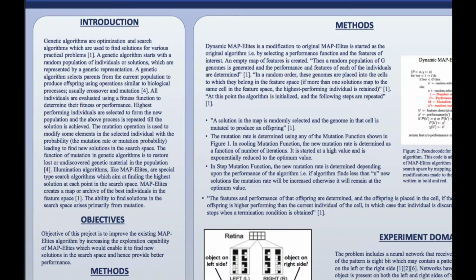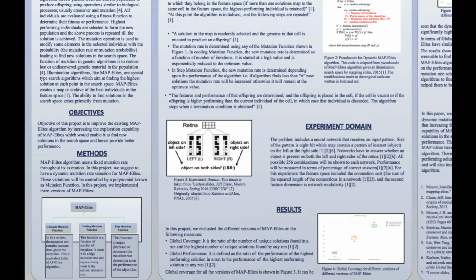MapElites, or multidimensional archive of phenotypic elites, is one such algorithm. Instead of returning a single high-performing solution, MapElites finds a diversity of solutions and maps them to a user-defined feature space. The objective of this project is to make MapElites more efficient by increasing its ability to find new solutions in the search space. Since the power of finding new solutions primarily arises from mutation, in this project we will add dynamic mutation rate selection to MapElites.